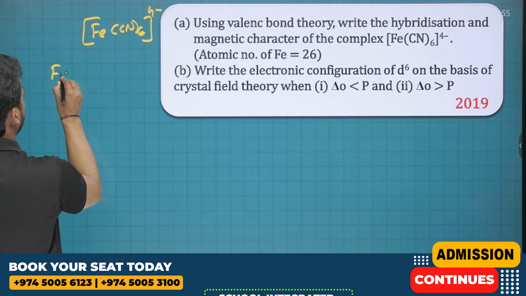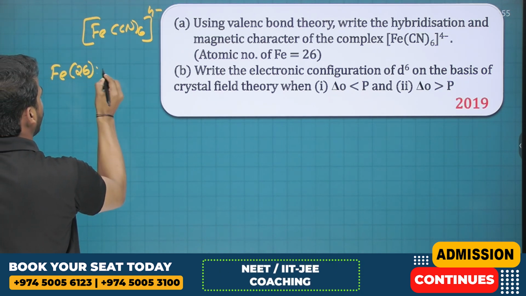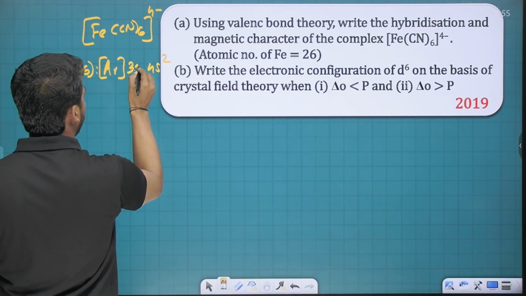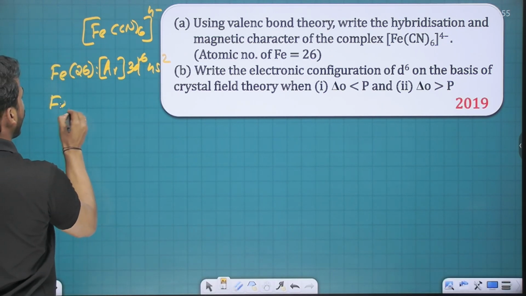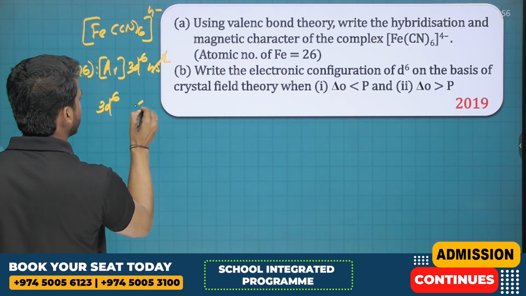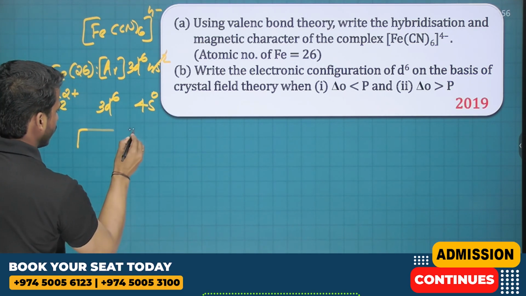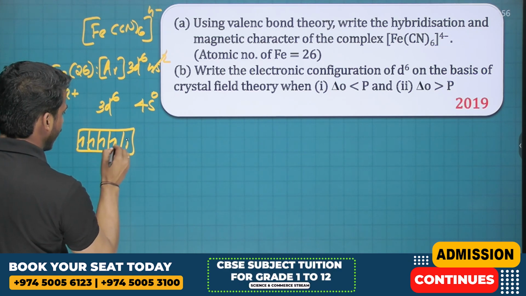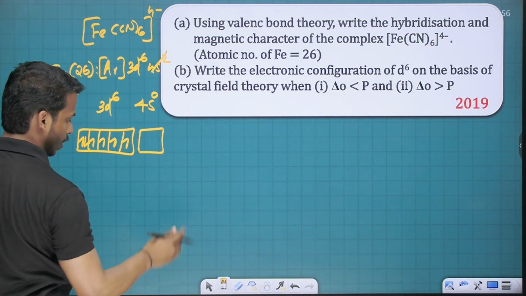Step 1 is iron ground state. Iron ground state, atomic number 26. So we can write like argon 4s2 3d6. Here iron oxidation state is 2+. So these 2 are gone. Remaining is 3d6 and 4s0. What do you mean by 3d6? 3d6 means 6 electrons, 1, 2, 3, 4, 5, 6, and 4s is free now.